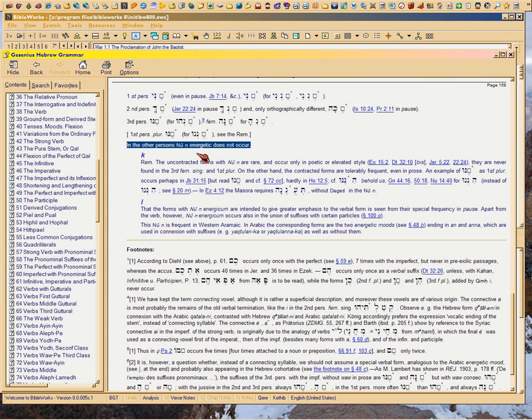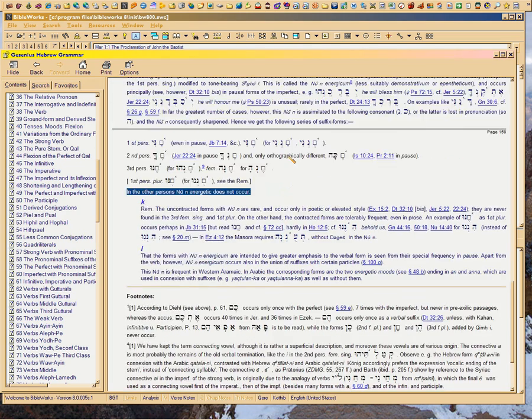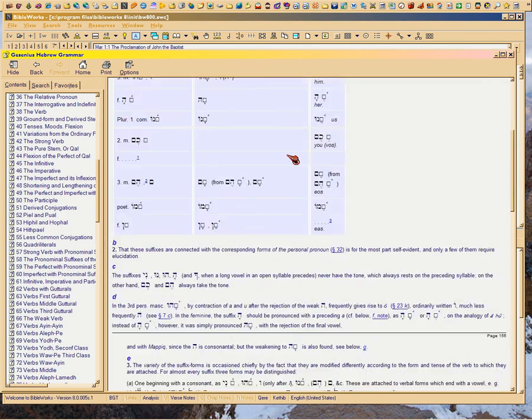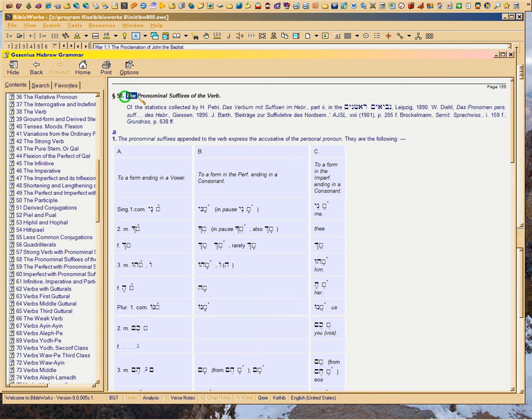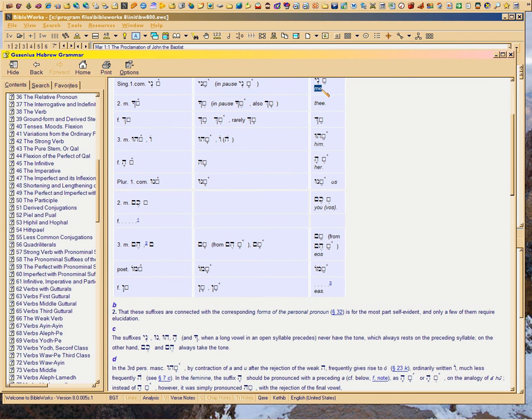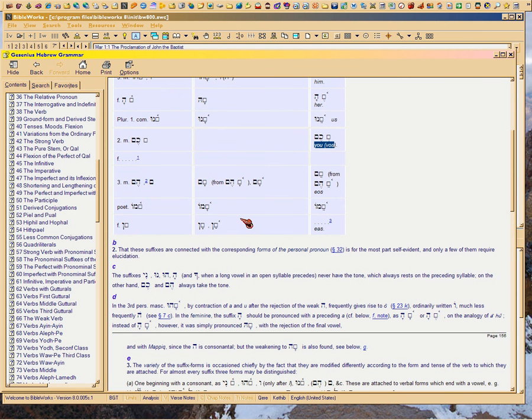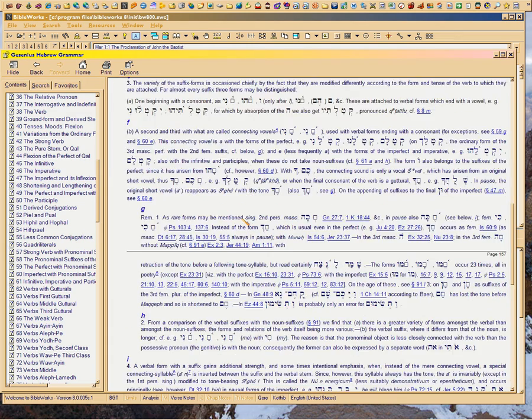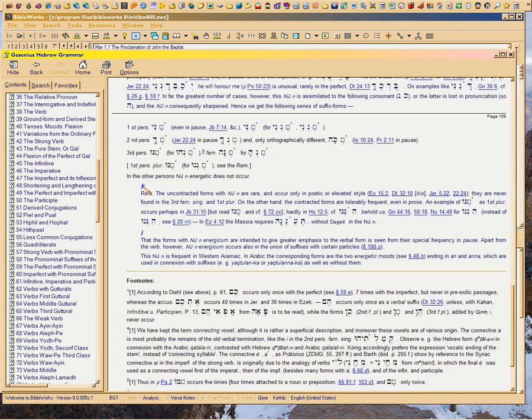And when we translate it in English as guard them, it still means people. This is a personal pronoun. See the whole section of 58, the pronominal suffixes of the verb. Pronominal, meaning people. Me, thee, see, me, thee, him, her, us, you. Okay, and then there's no them. There's no them. It doesn't exist. See, in other persons, the non-energetic does not occur.